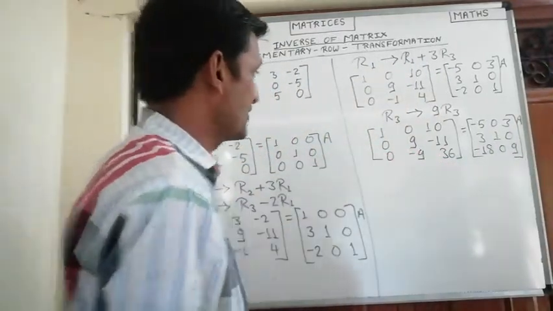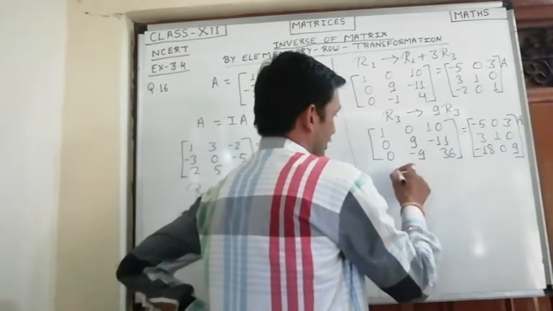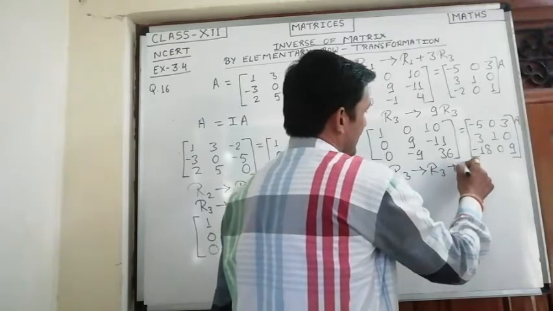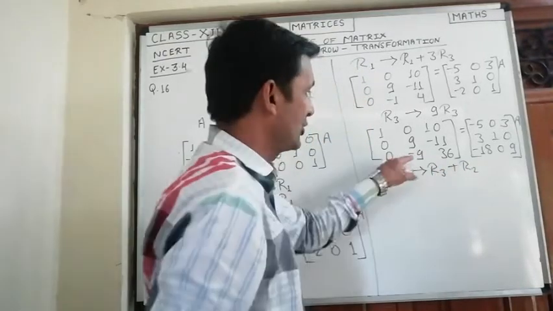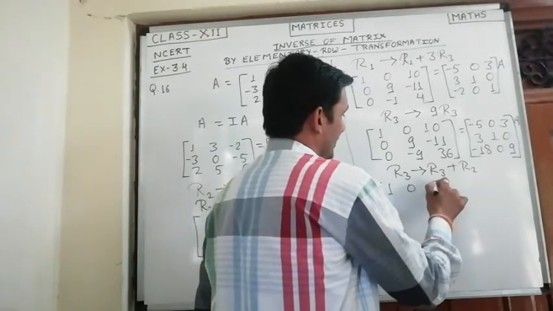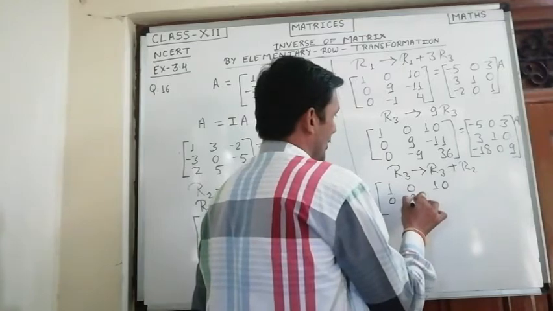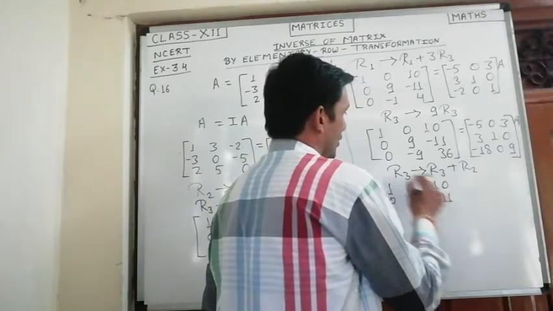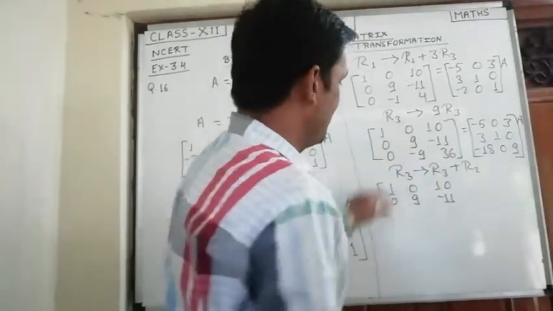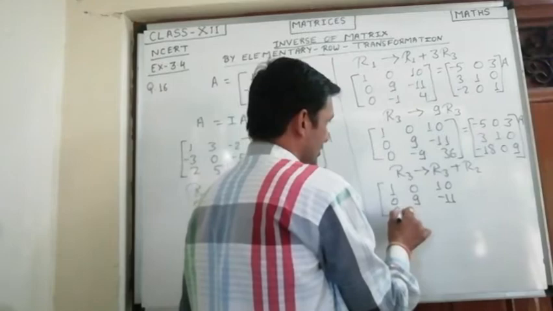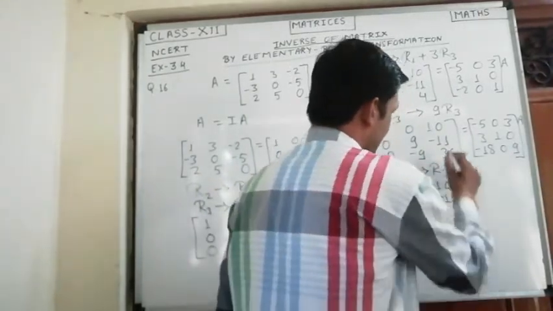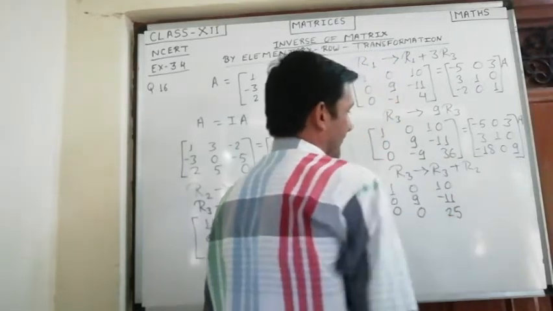Why have we done so? Because we want to make this term 0. So for this, in R3 I am applying R3 plus R2. If we apply R3 plus R2, then this term will become 0. So it will be 1 0 10, 0 9 minus 11, because in R1 and R2 there is no applicability of any transformation method. Minus 9 plus 9, this 0 plus 0 is 0, minus 9 plus 9 is 0, 36 minus 11 means 6 minus 1 is 5 and 3 minus 1 is 2, it is 25.